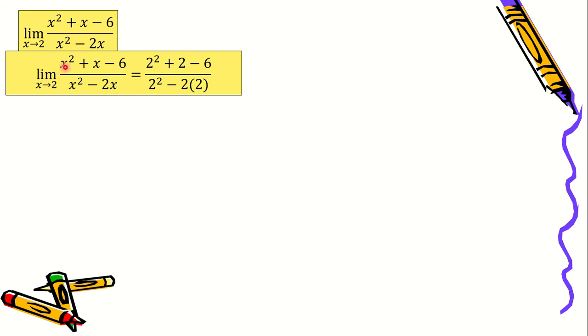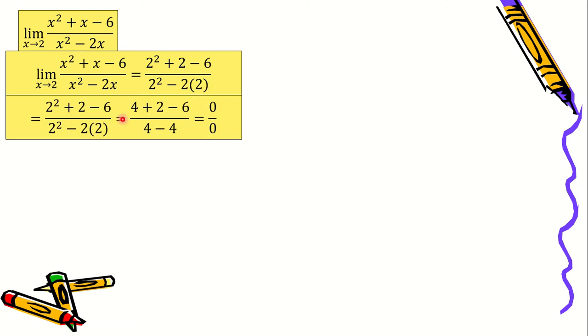So the limit of x squared plus x minus 6 divided by x squared minus 2x as x approaches 2 is equal to, so ipa-plug in natin yung 2 for x. So we have 2 squared plus 2 minus 6 divided by 2 squared minus 2 times 2. So 2 squared is 4. So that's 4 plus 2 minus 6.